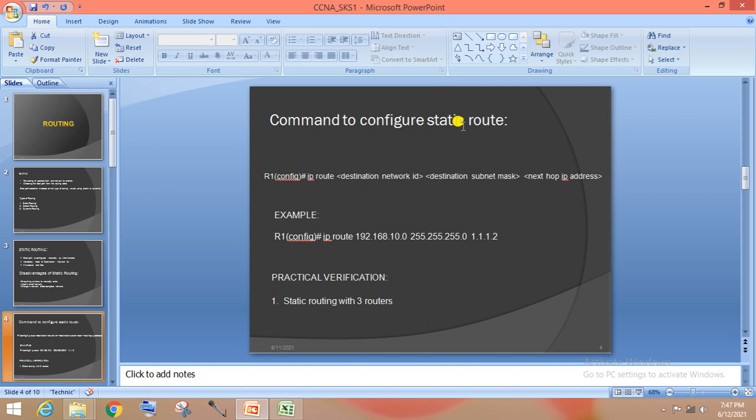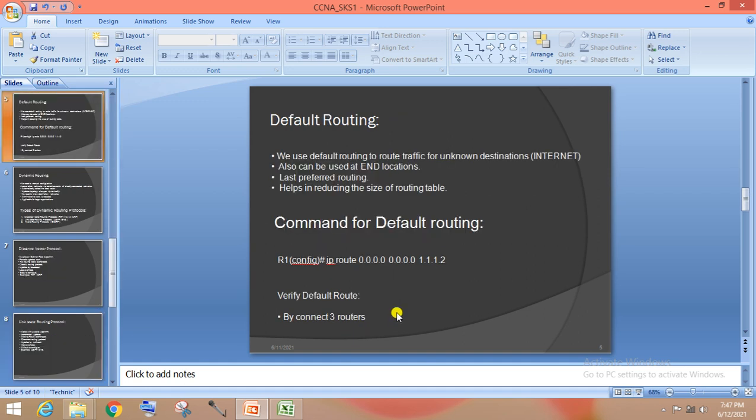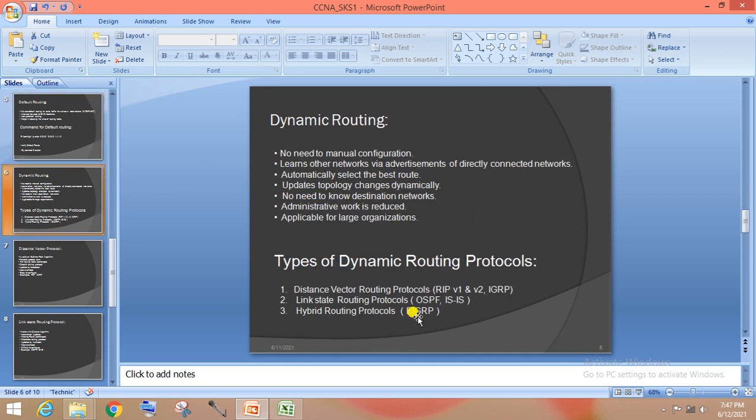This is a common example, and we have also verified it with 3 routers. Then what is default routing? We have done it by connecting 3 routers also. After that, we discussed what dynamic routing is and what the dynamic routing protocols are.